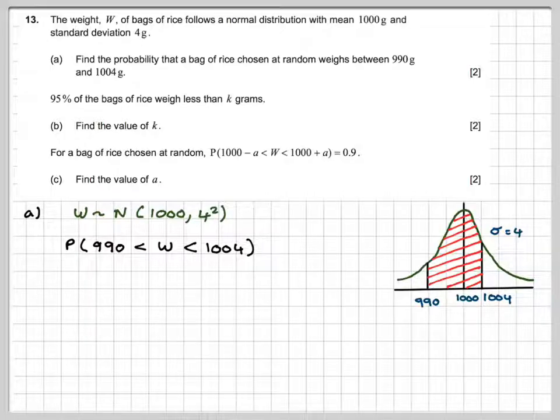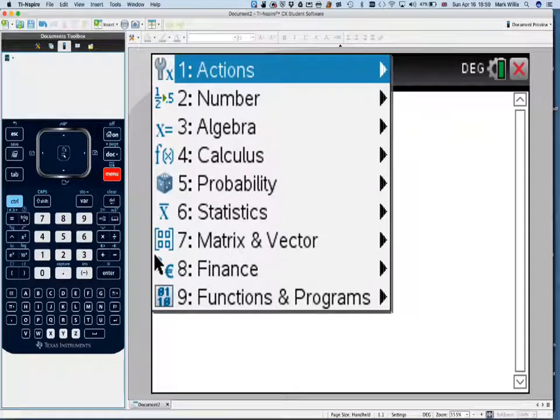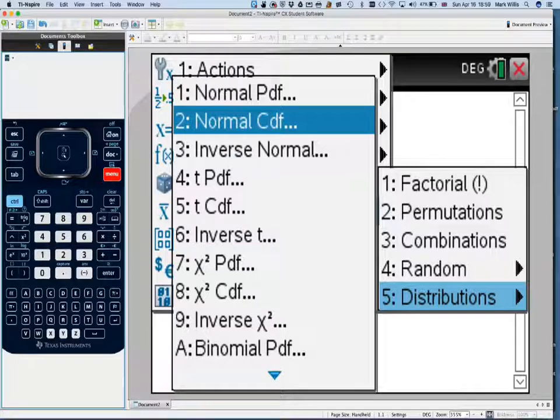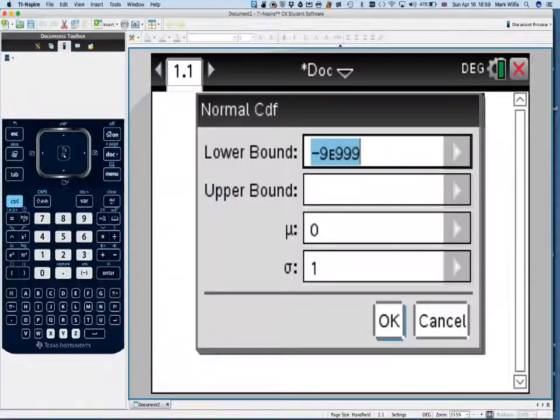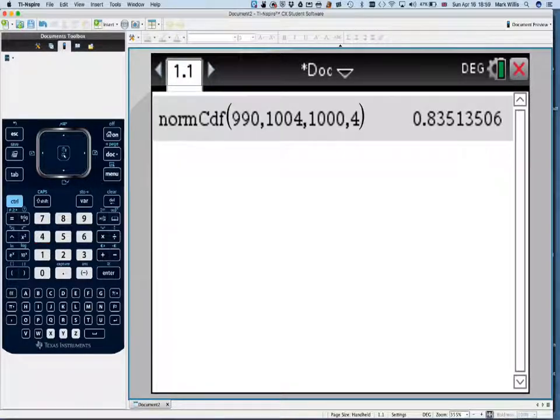To do that, we need to go to our GDC, go to calculation mode, press menu, number 5 probability, number 5 distributions, and go to normal CDF. We're never going to use PDF, CDF. Put the lower bound in to be 990, the upper bound to be 1004, the mean to be 1000, and the standard deviation to be 4, and press OK, and you get an answer of 0.83513.